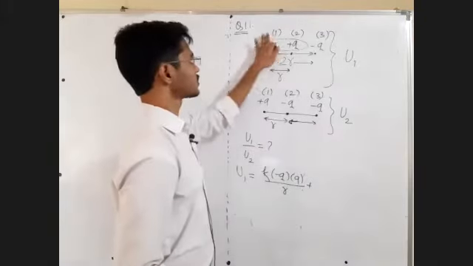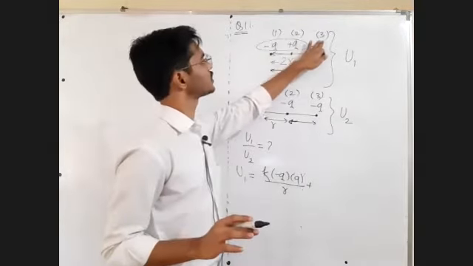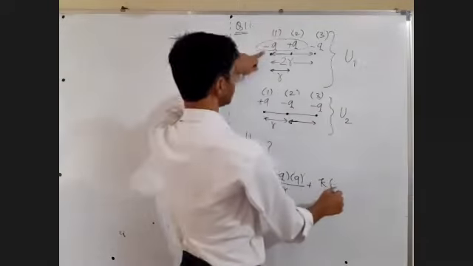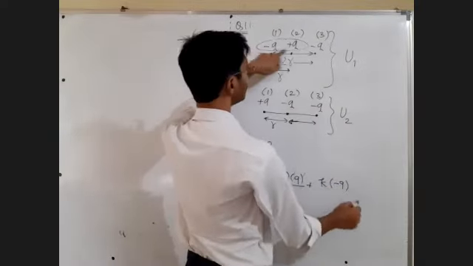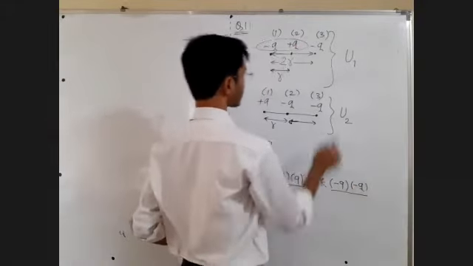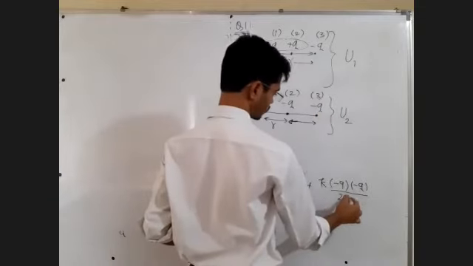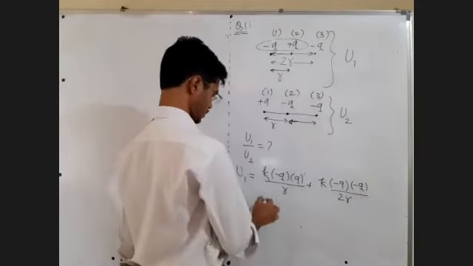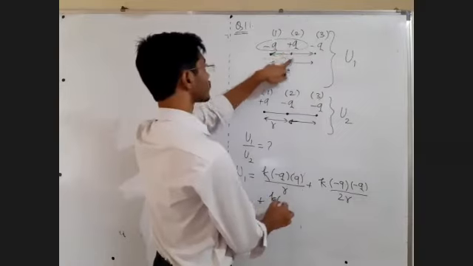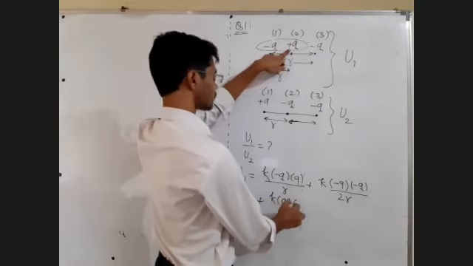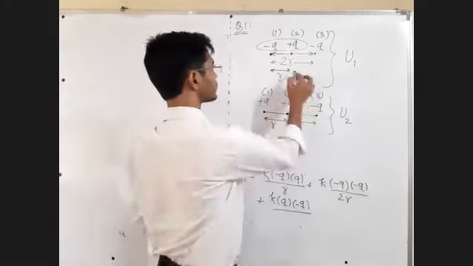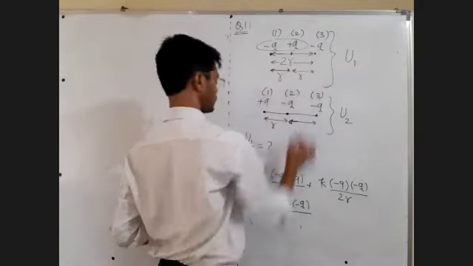Plus, first and second have been brought in the system. Now let us bring the third charge in the system. Q3 in the field of the first: K Q1 is minus Q, Q3 is again minus Q, Q1 Q3 upon R13. R13 is 2r. So the third charge has been brought in the field of first, plus the third charge is to be brought in the field of second. So K Q2 is Q, Q3 is minus Q, Q2 Q3 upon R23. R23 is again r. Distance between 2 and 3 is r.